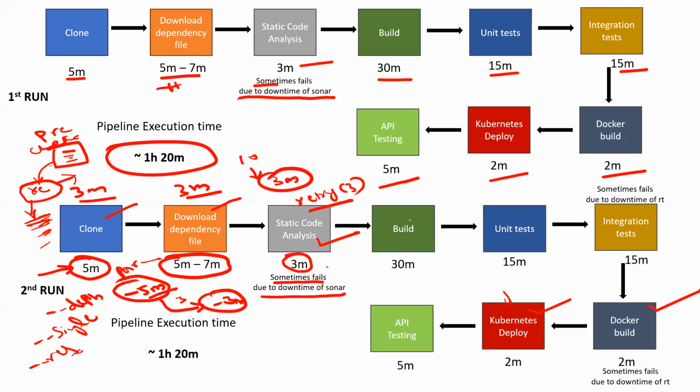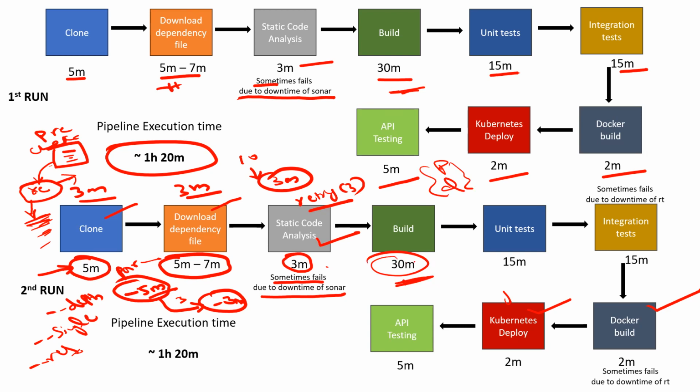The next one is build. In the first run I can see, and I'm assuming it's a Maven build, as I mentioned, that the first run takes 30 minutes and the second run also takes 30 minutes. It shouldn't be the case, right? Because if the first run has already happened, all the dependencies and plugins will already be downloaded, and it shouldn't take the same time. At least 5 or 10 minutes should have been decreased.